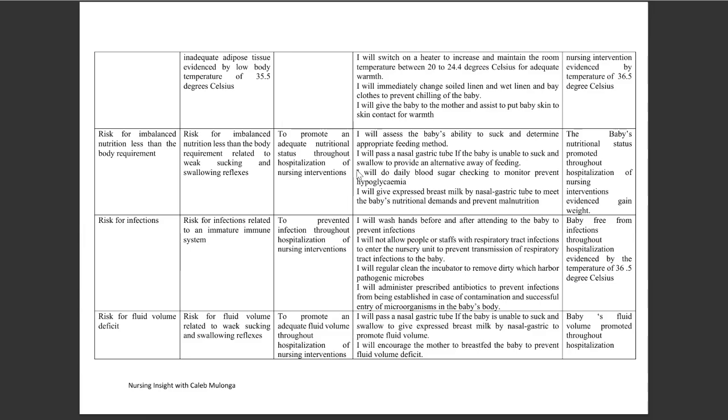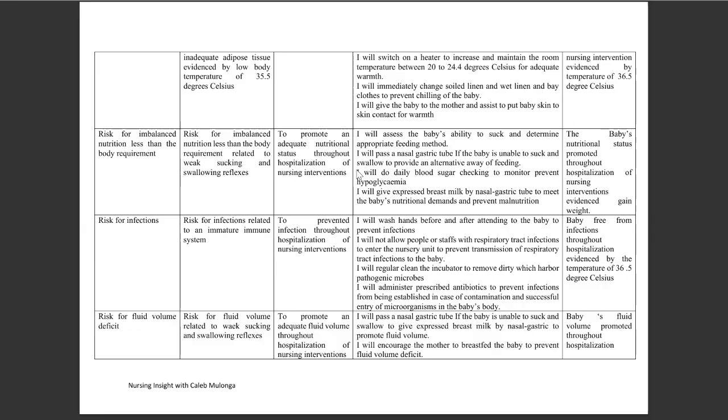Number one, I will assess the baby's ability to suck and determine appropriate feeding methods. So that is the first thing that you do. You have to assess if the baby is able to suck and swallow. Number two, I will pass a nasogastric tube if the baby is unable to suck and swallow, to provide an alternative way of feeding. You have to insert an NGT.